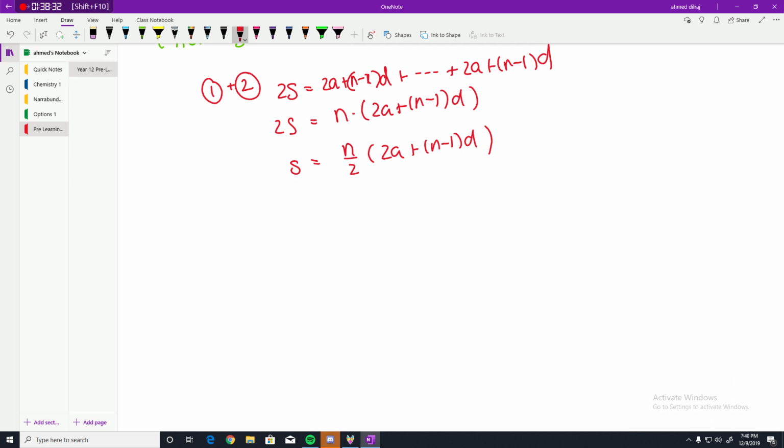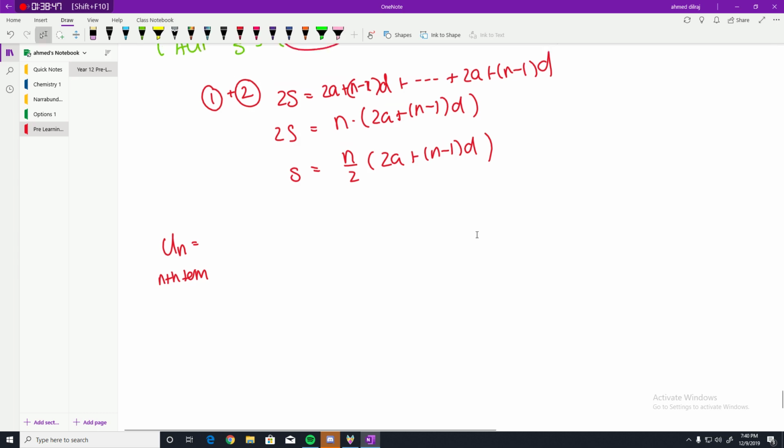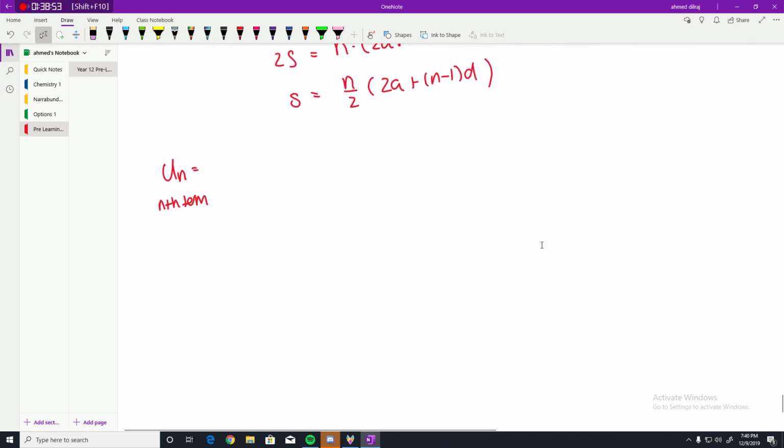If I said to you, the nth term, un, if you remember your terminology, what is the nth term equal to in an arithmetic progression? Dux, do you remember? Wasn't it the beginning term plus n minus 1 times d? Yeah, perfect. So the beginning term plus n minus 1 times d: a plus n minus 1 d, right?